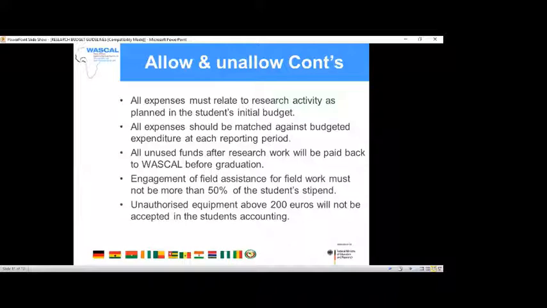Sir, I have a question, sir. Good. Sir, I want to know about the engagement of this field assistant. Is the 50% of the stipend per research assistant, or for all of them? Is it for one research assistant?